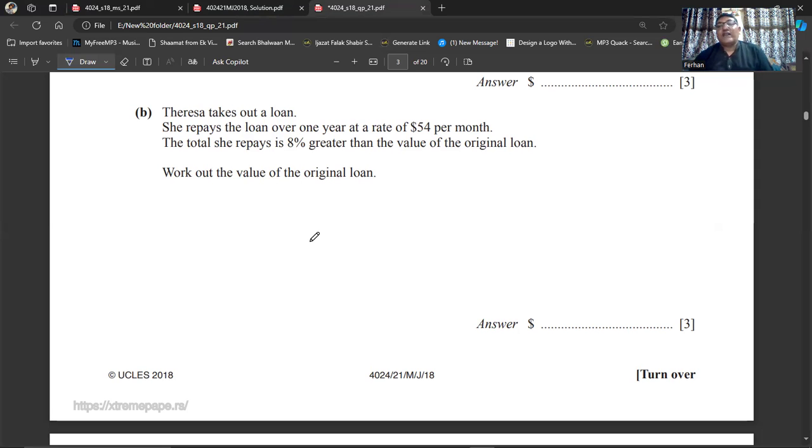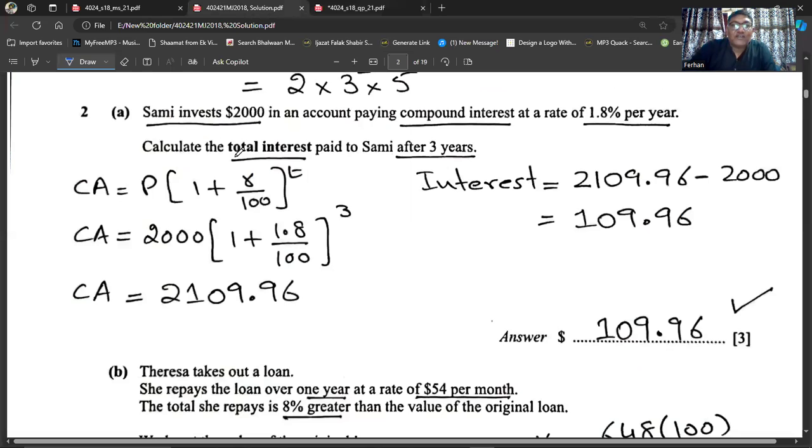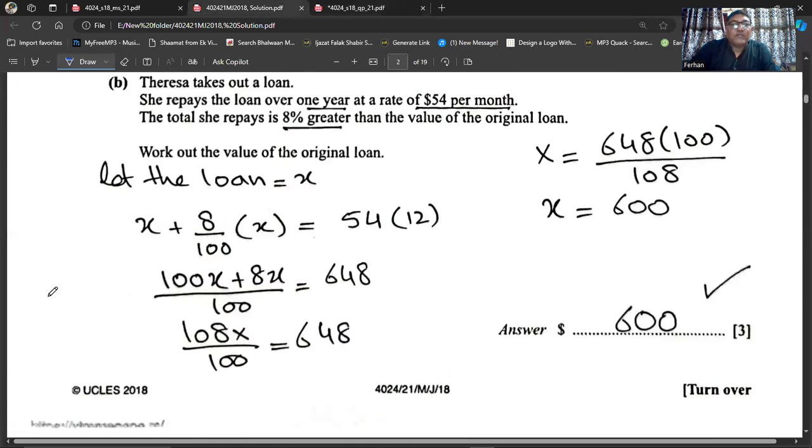I know that in 1 month she pays $54. In 1 year, the total money paid will be 12 multiplied by 54. And suppose she borrowed X dollars and the money she has paid back is 8% more than the money she borrowed. So it will be X plus 8% of X equals 54 multiplied by 12. And this is how that equation will be formed.